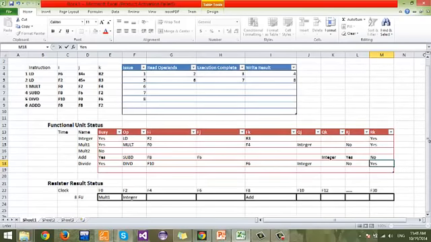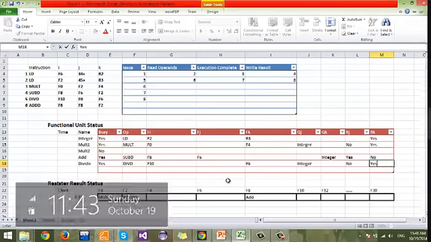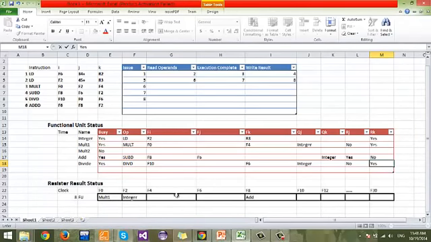And what will be the change in register result status? F10 is the destination register. Look for F10. Yeah. It's all about clock cycle 8. Let's go to clock cycle 9.